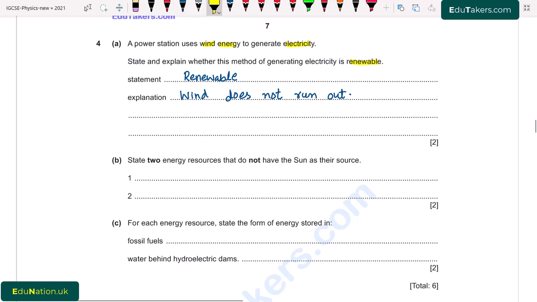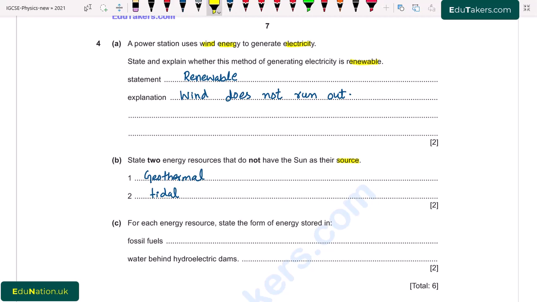Part B. State two energy resources that do not have the sun as their source. So there are basically three energy sources that do not have the sun as their source. These are geothermal energy, nuclear energy, and tidal energy. We have to write only two. That's why I write here geothermal. Geothermal means the energy that is obtained from the earth, and tidal energy is that energy that is obtained from the tides.